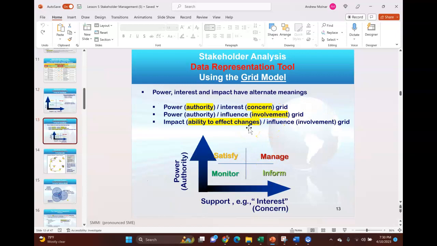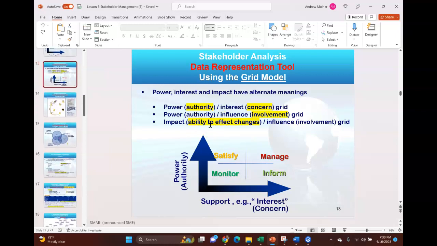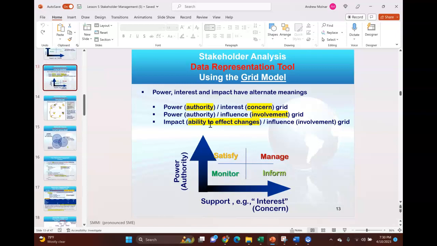Realize there are sometimes we have a problem of translation. So when I say power, I'm referencing authority. When I say interest, what's their interest? What I'm really saying is what's their concern for the project, okay? Along the way. When I say what's their influence, so in a power and influence grid, by influence I mean their involvement. And in impact and influence grid, by impact what I mean is their ability to affect changes. So you can do lots of grids. Realize that there are some alternate words that you can use. Maybe those make it easier to understand.